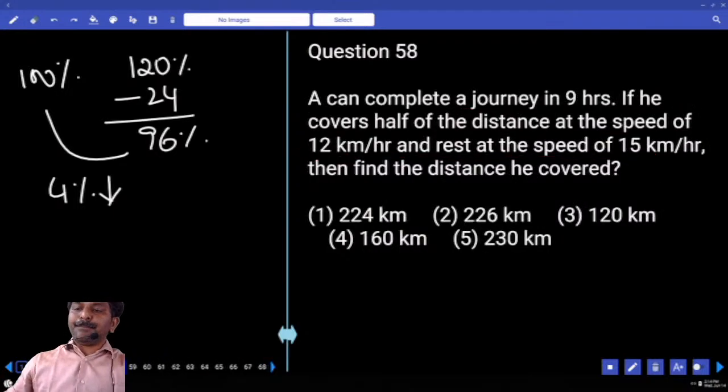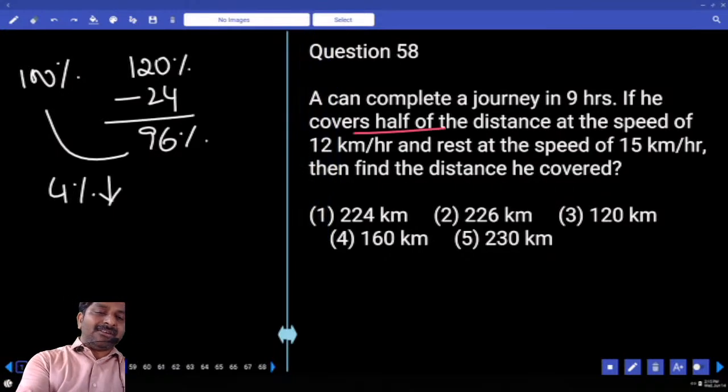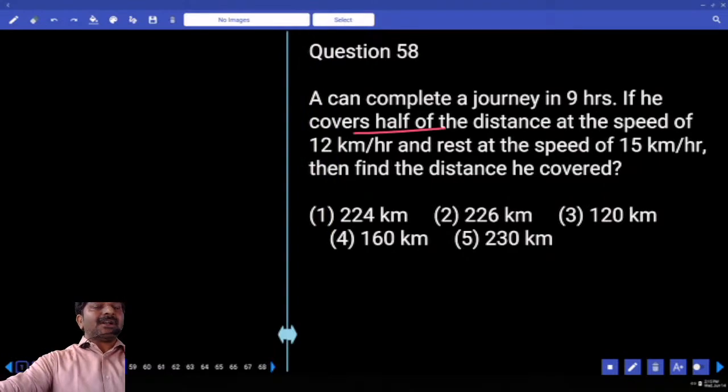A man completes a journey in 9 hours. He covers half of the distance at a speed of 12 km per hour and the rest at a speed of 15 km per hour, right? When you see this underlined word, you must be able to conclude one point here. Come on, my dear English medium graduates. What conclusion do I need from half? I don't want the meaning, I want the conclusion.